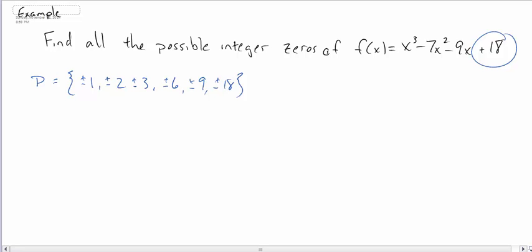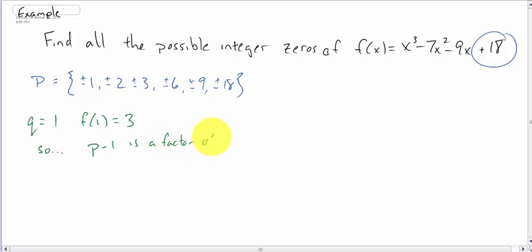So what we're going to do is use the corollary that we saw. By the corollary, we're going to pick some value for q. It doesn't really matter. Some values of q are going to yield better results than others, but I'm going to let q equal 1. 1's an easy number to plug in. f of 1, we can very quickly get, is equal to 3. So, by that corollary, p minus 1 is a factor of 3. The corollary said that p minus q will be a factor of f of q.